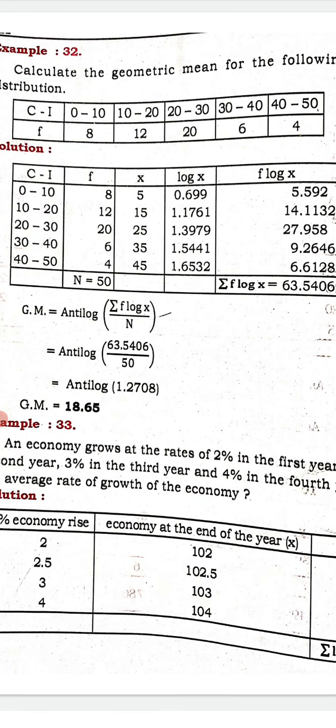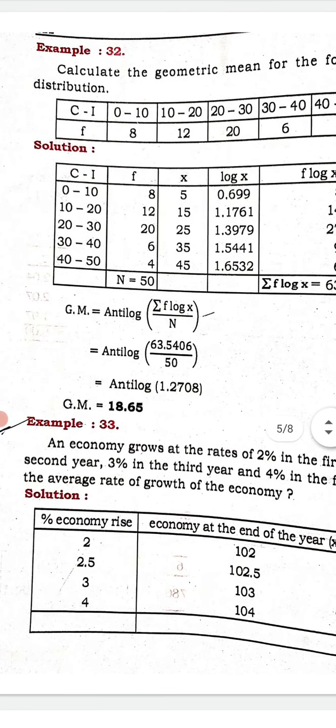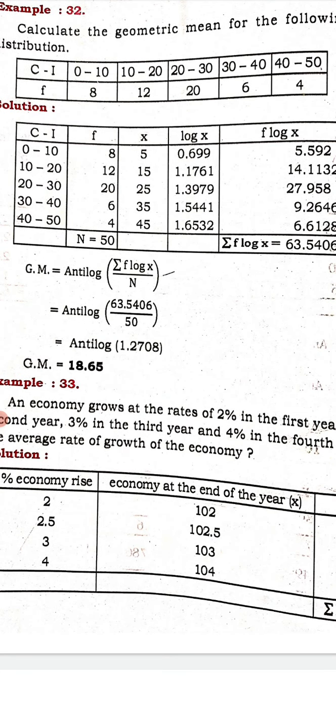Then next, 12 into 1.1761 is equal to 14.1132. Then the next one, 20 into 1.3979 is equal to 27.958. In the same way, you have to calculate f log x values for all the rows. Then do the summation of the f column, and you'll get n. Then do the summation of f log x. Then input these values in your formula.